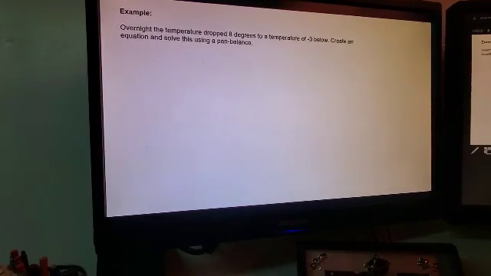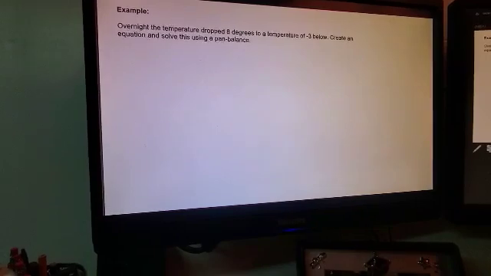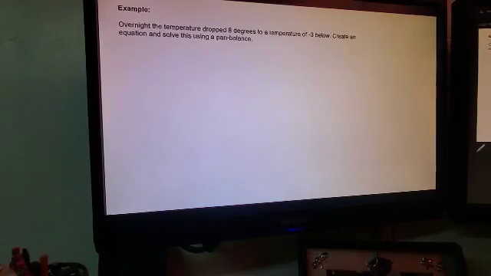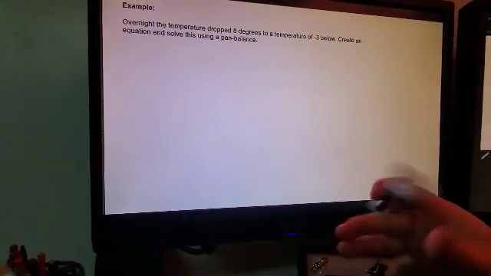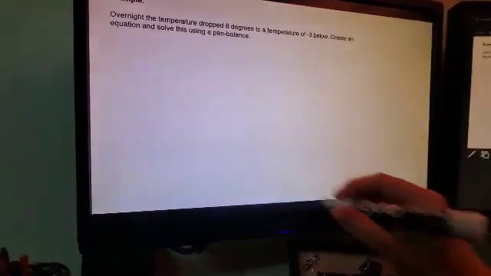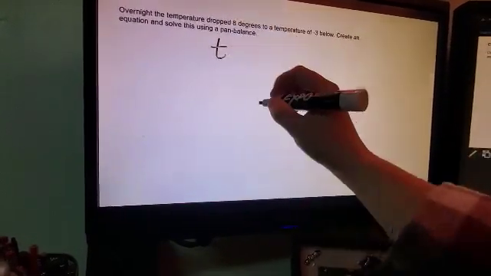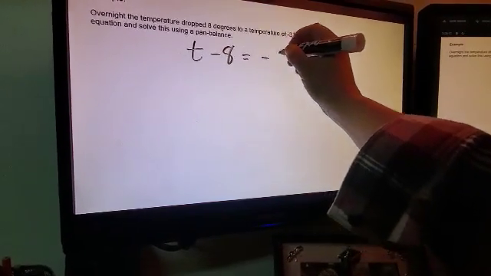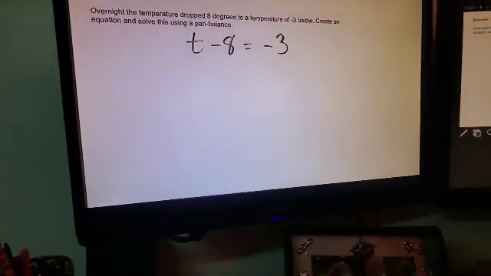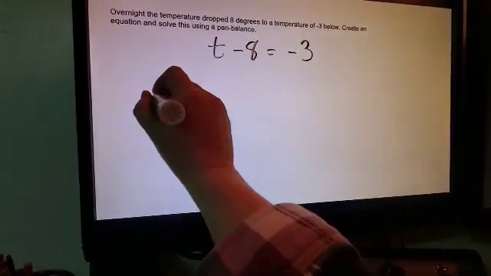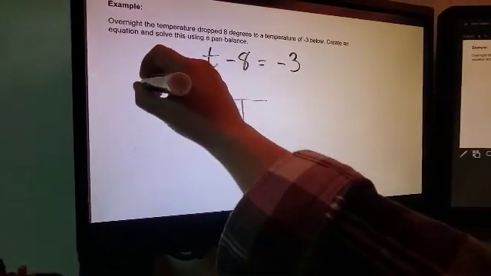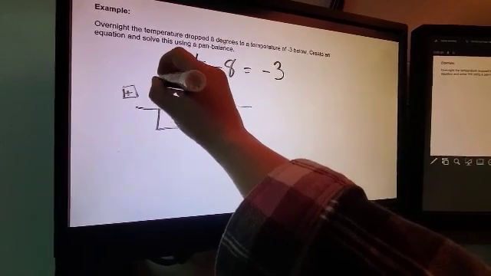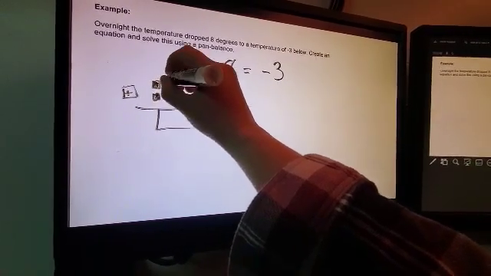So our next example. Overnight, the temperature dropped 8 degrees to a temperature of -3 below. So we're going to create an equation and solve using pan balance. So let's first create our equation. So we've got our temperature, and it's going down 8 degrees. It's going to level out at -3. Okay, so now let's draw the tiles. So we've got our variable block, and then we've got 8 negative tiles.